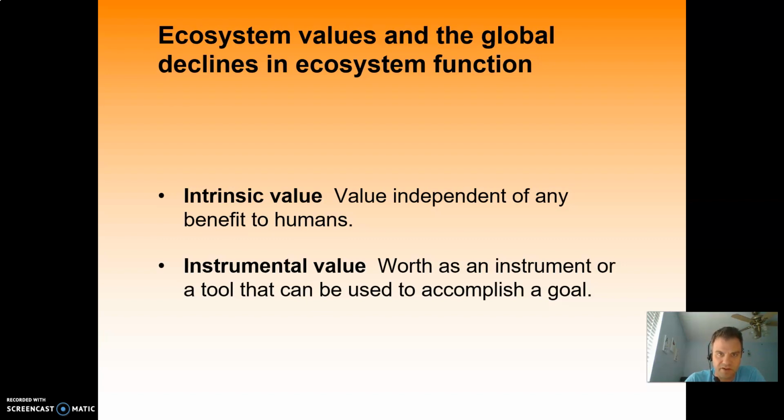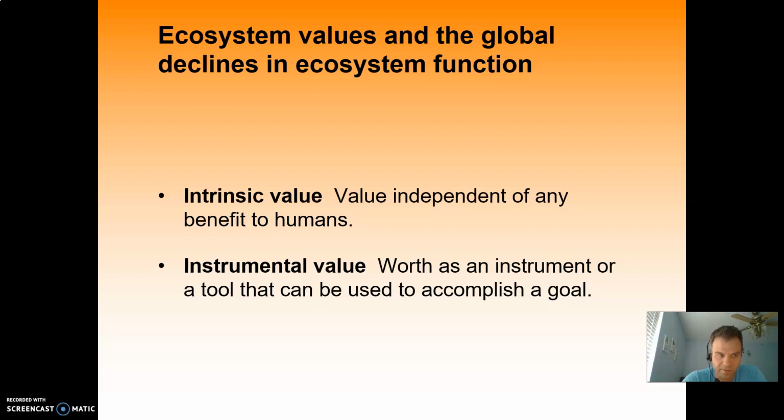We look at intrinsic value. Intrinsic value is the value it has itself. So it's value independent of any benefit to humans. You would say it has value because it exists. It's like existing value. Like this animal deserves to live because it exists. This species deserves to live because it exists. Same thing with plants, and basically intrinsic value could also be just that they have value because of their existence.